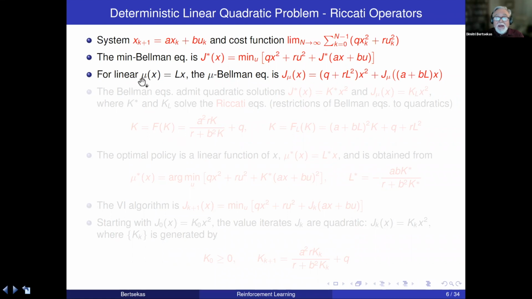For a linear policy, multiplying the state by a scalar L defines a linear policy. The corresponding mu Bellman equation is given like so. So we plug Lx in here, and we obtain R L squared X squared and so on. So again, for a J mu that's quadratic, this expression here is also quadratic in X, and the minimization can be done in closed form.